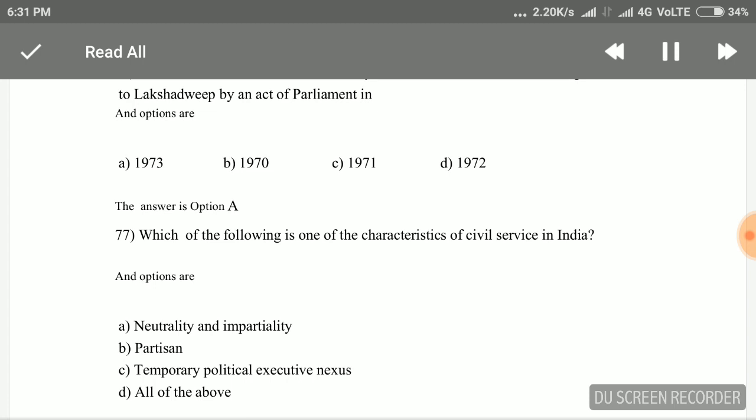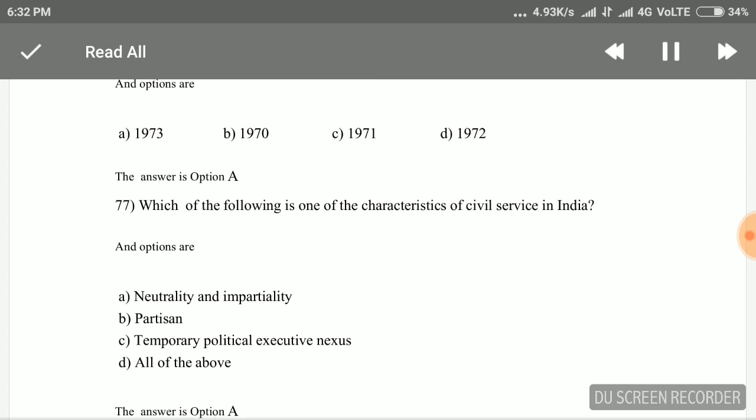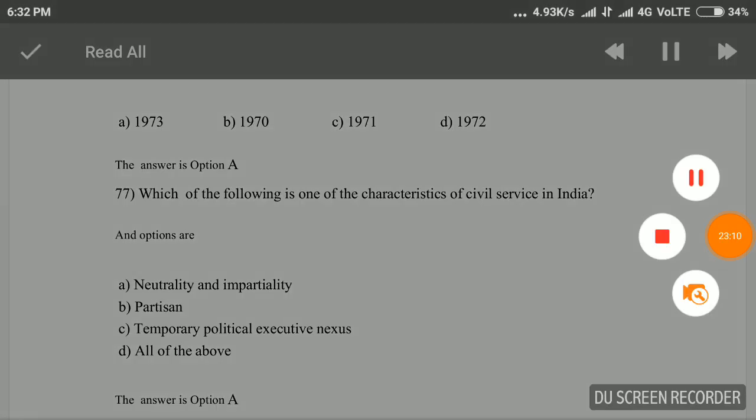77. Which of the following is one of the characteristics of civil service in India? And options are A. Neutrality and impartiality, B. Partisan, C. Temporary political executive nexus, D. All of the above. The answer is option A.